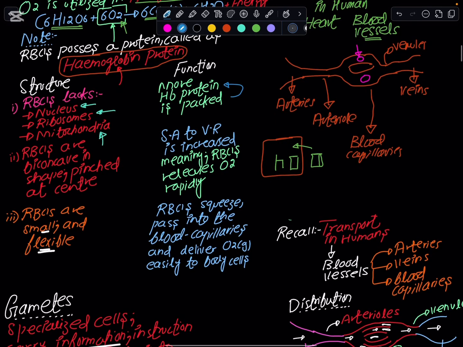A while ago, I said these red blood cells are biconcave discs. By biconcave discs, you see this thing that I have in the center, but you don't have to see this as the nucleus. This is not the nucleus; rather, they are pinched at the center. So when they are pinched at the center, we refer to them as being biconcave disc shaped, and when they become biconcave disc shaped, their surface area to volume ratio is increased.